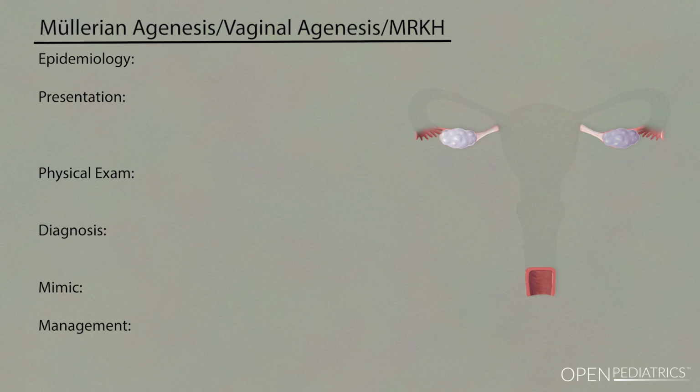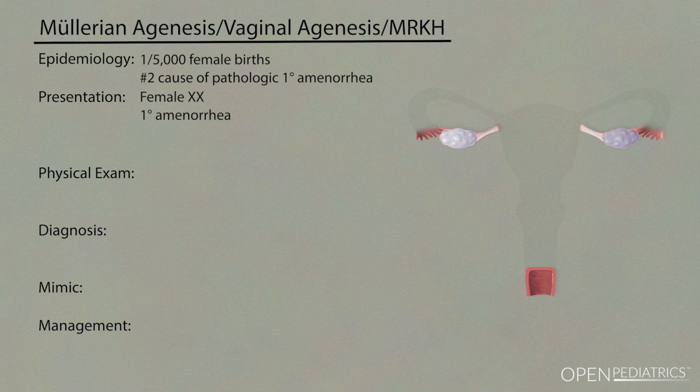Mayer-Rokitansky-Küster-Hauser, or MRKH syndrome. It is most widely cited as occurring in 1 in 5,000 female births and is the second most common cause of pathologic primary amenorrhea after gonadal dysgenesis. Women with this condition are XX females presenting with primary amenorrhea, but normal ovarian function, puberty, and secondary sex characteristics.